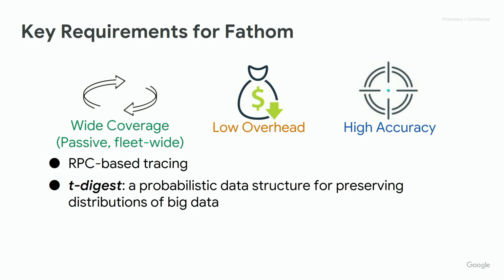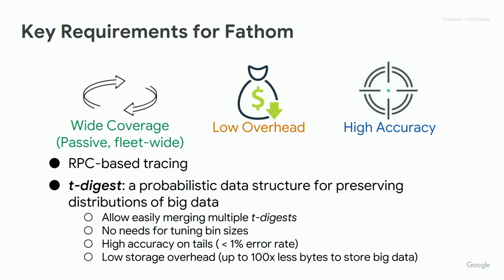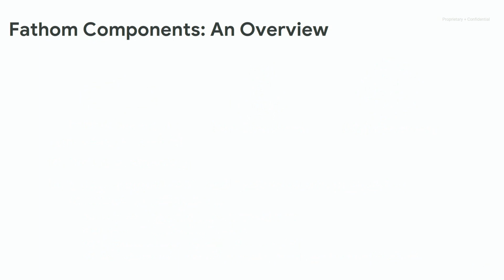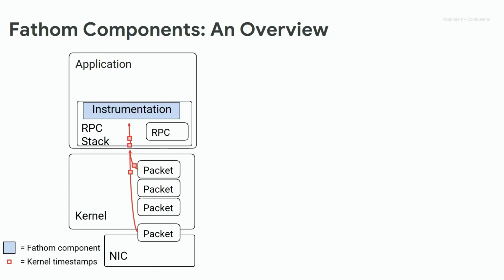So unlike traditional techniques like histograms, t-digest offers several advantages. For example, it facilitates the seamless merging of multiple distributions, eliminates the need for finely tuned bin sizes, achieves remarkable accuracy for quantile estimation, and does all those with minimum storage overhead. So with those techniques, Fathom is able to satisfy those key requirements. So next, let's dive into the high-level design of Fathom and its core components. Fathom collects timestamps and TCP connection statistics as RPCs travel through different layers within the network stack. And to support different types of analysis, Fathom applies different sampling rates.